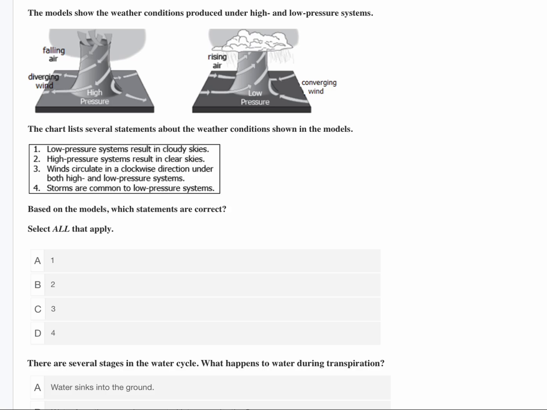Based on the models, which statements are correct? Select all that apply. A. 1, B. 2, C. 3, D. 4.